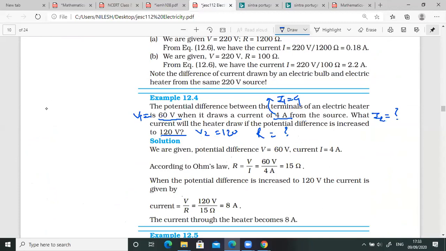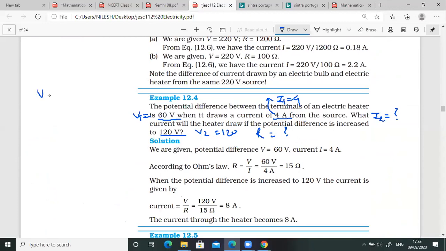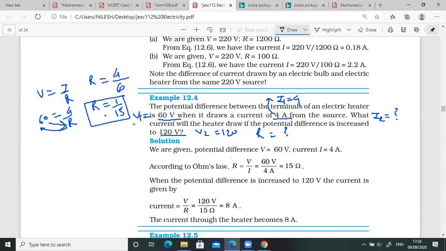What I will do is that V is equal to IR. So 60 is equal to 4 upon R. This R goes there, R is equal to 4 upon 60. Don't say 60 upon 4. R becomes 1 upon 15. And now using R and V again, V is equal to IR. Now V is 120, R is 1 upon 15.